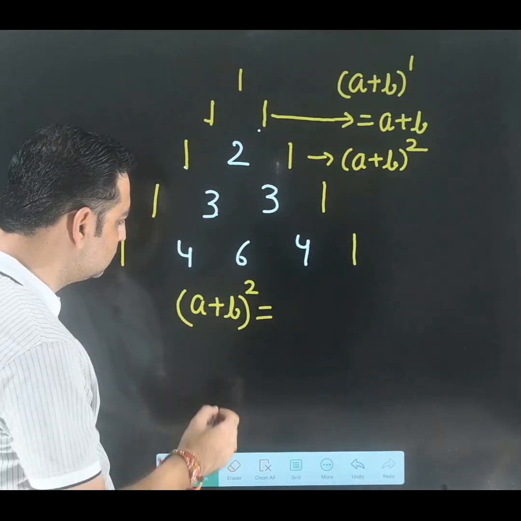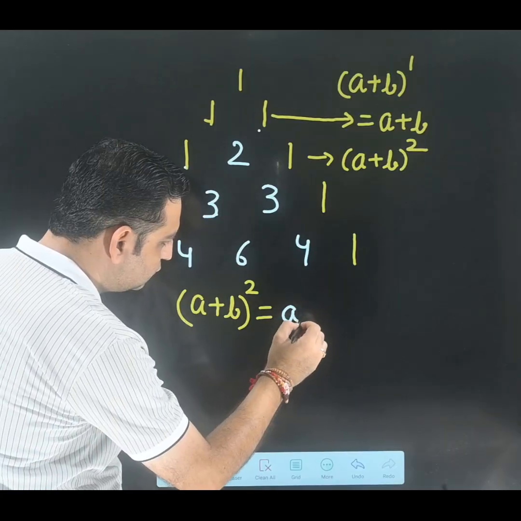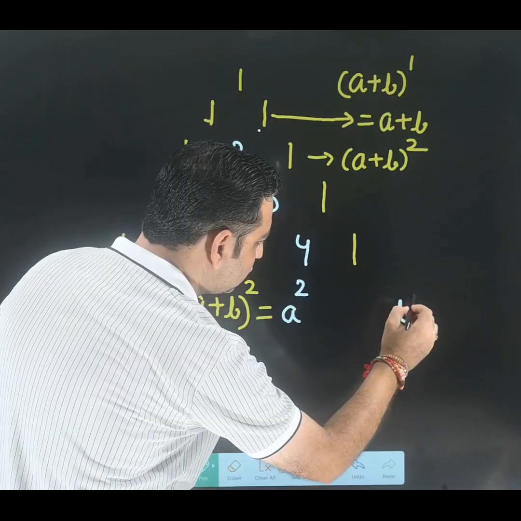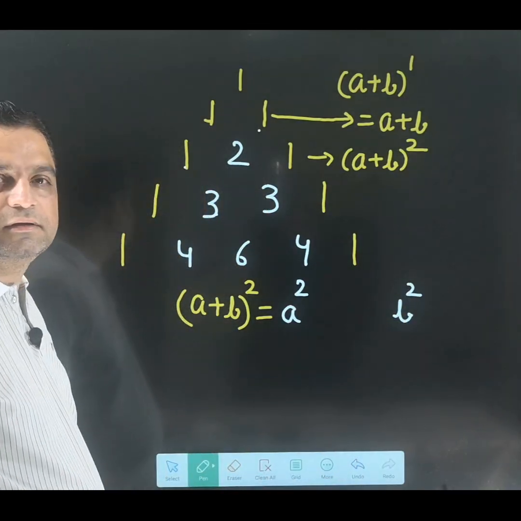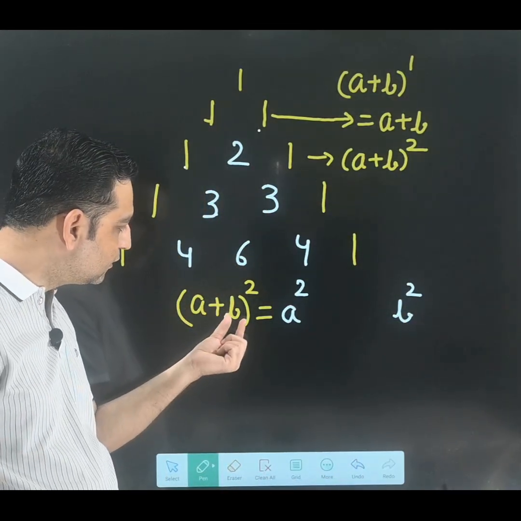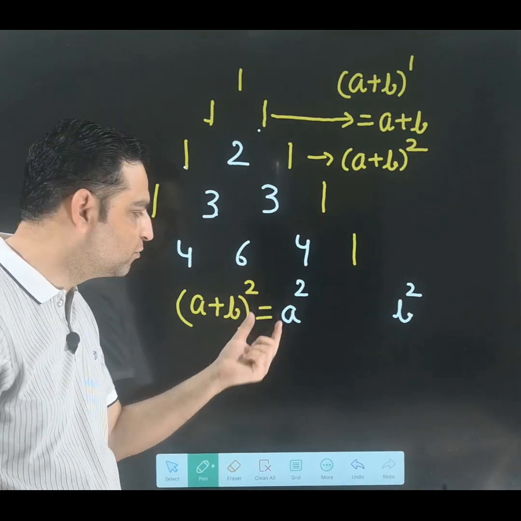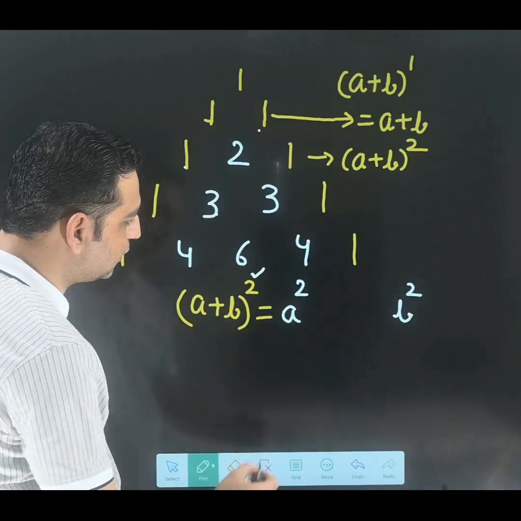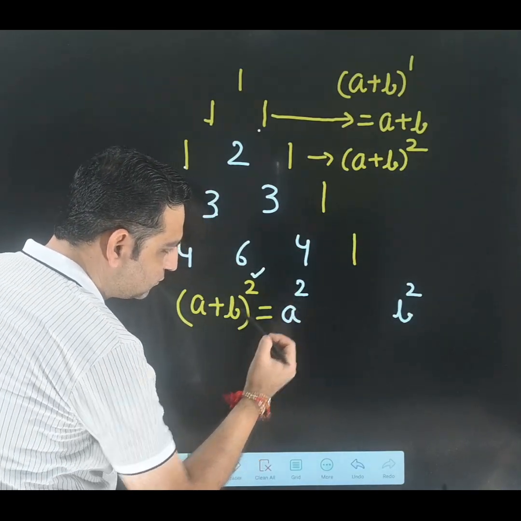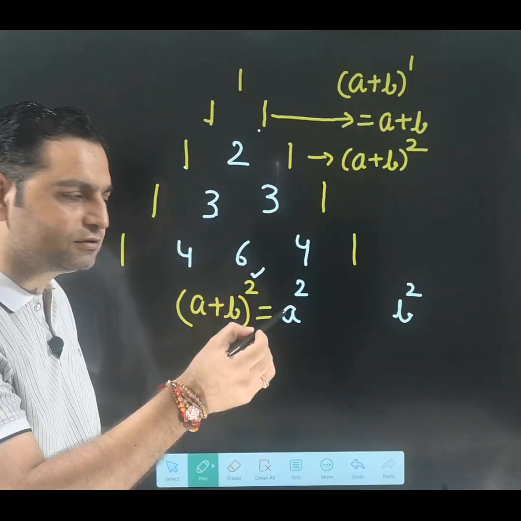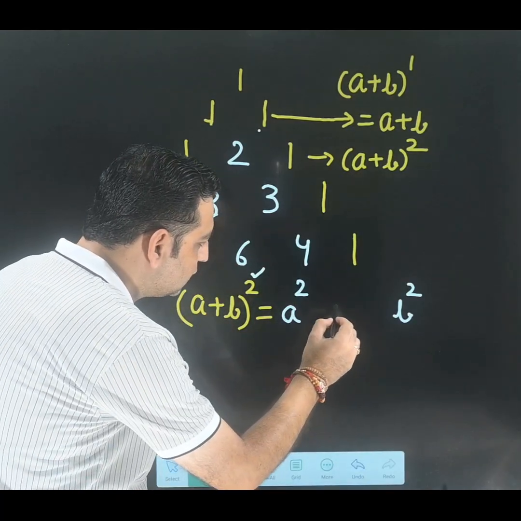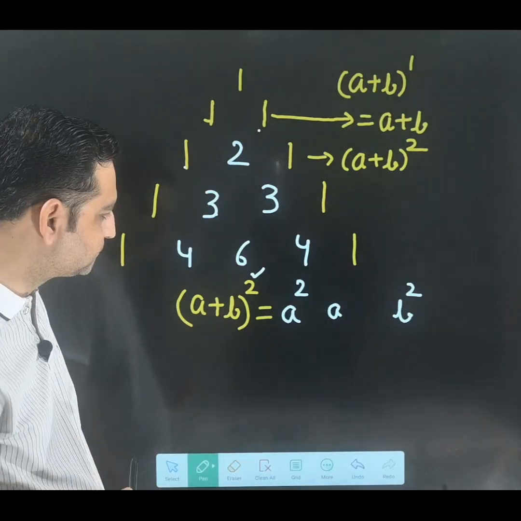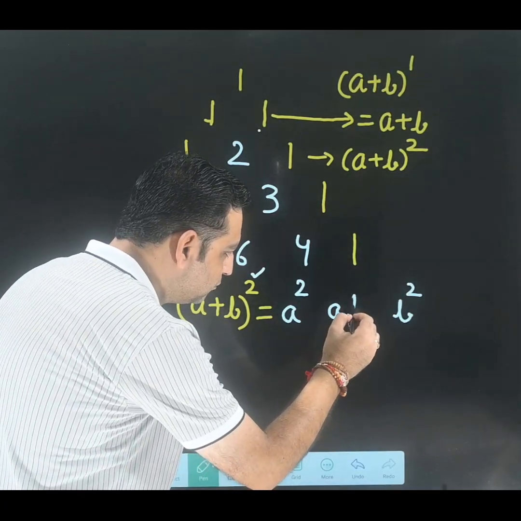Like it is (a plus b) whole square. How to expand it? First value, write the square of it. Last value, write the square of it, like this. First value and last value will definitely have the same exponent as it is showing here. But after that, what will happen? A square, reduce its power by 1. It will be left with only a power 1. Power 1 is not necessary to be written. And add 1 b to it.